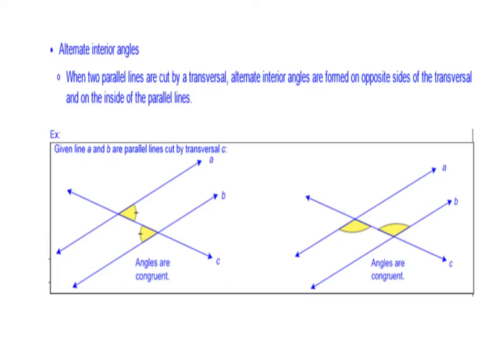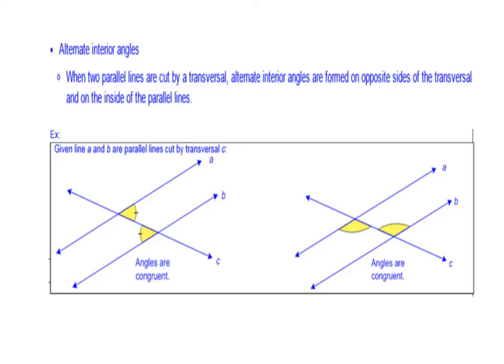Alternate interior angles. So the author is saying when two parallel lines are cut, intersected, by a transversal. So here are our two parallel lines. Here's a transversal. Alternate interior angles are formed on opposite sides of the transversal and on the inside of the parallel lines. So really good definitions, because it is plain English, as Mr. MacArthur told me earlier. It's just English.